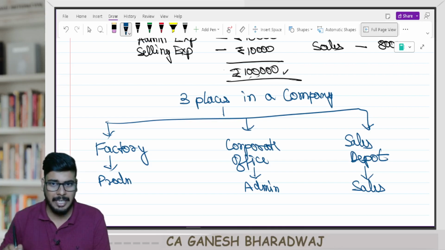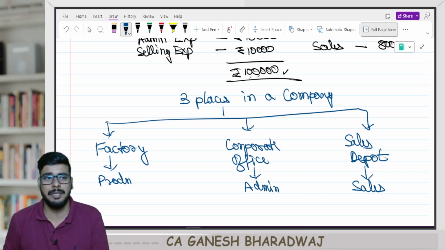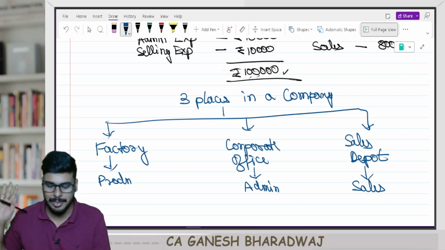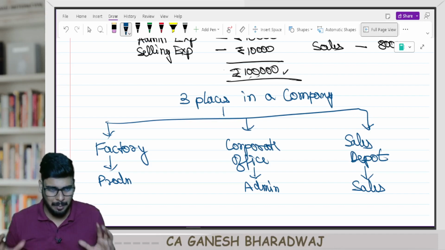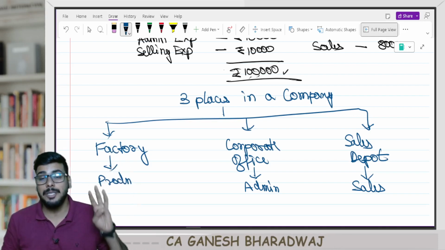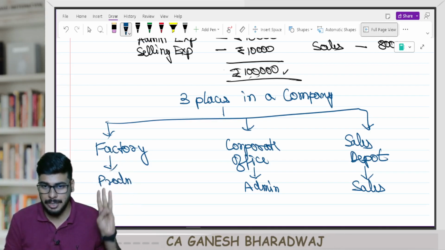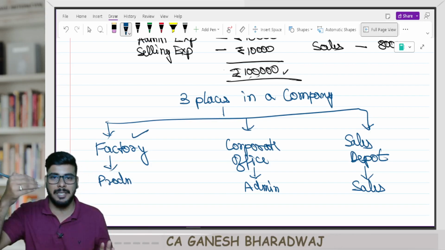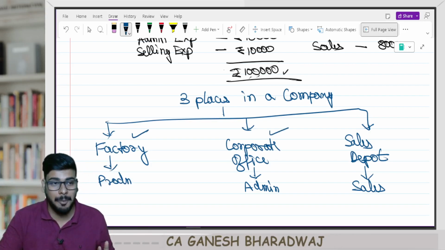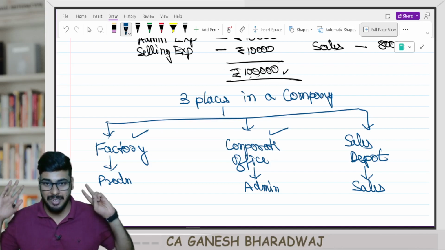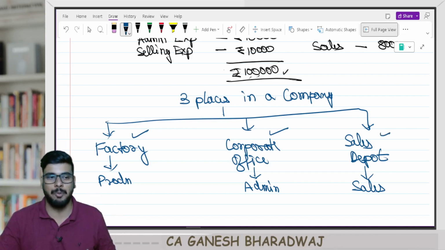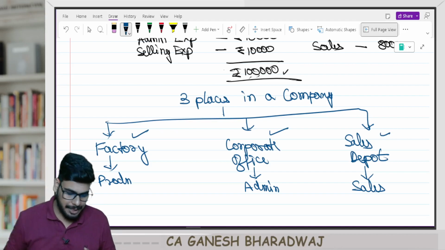Is administrative activity done there? For example, fixing of selling price, whether to give an offer or not. Will these guys decide on all that? No, it is being done elsewhere. They only do the sales. Clear? So in any company, you visualize there will be three locations. What are the three locations? Factory, the place where the production activity happens. Corporate office, the place where the administrative decisions are taken. And sales depot is the place where your selling activities are done.